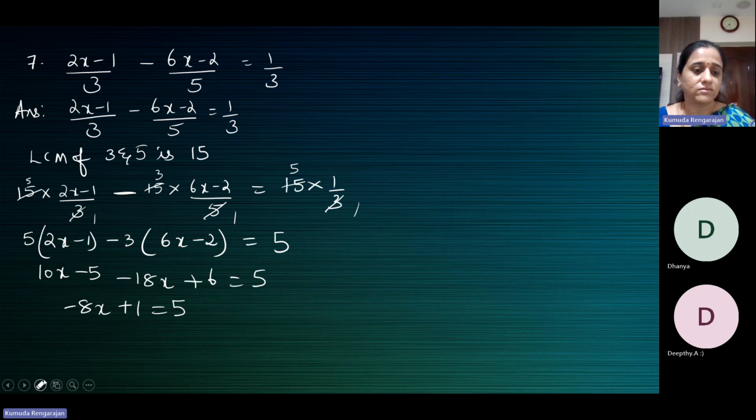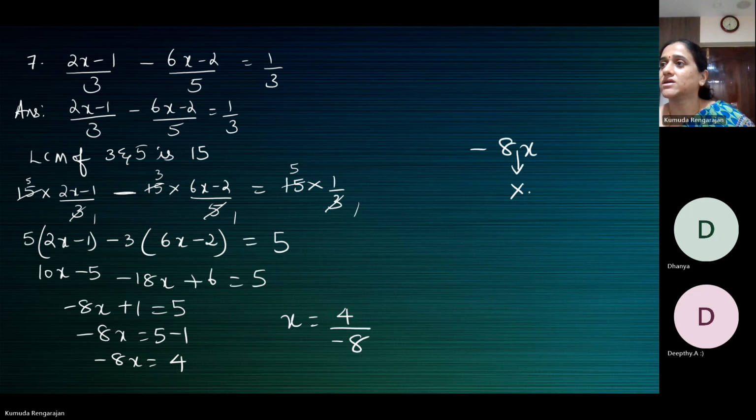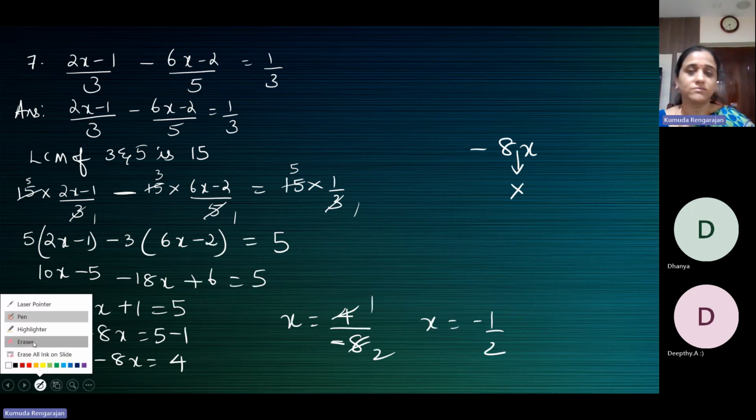So minus 8x minus 1, minus 8x is equal to 4. And so x is equal to 4 by minus 8. So here minus 8x it is. Now minus 8 and x, what's the sign connecting them? Multiplication. Multiplication. So it will go for division to the other side. It will come to the other side for division as minus 8 itself. Okay. So for 4s, 2s, so x is equal to minus 1 by 2. Correct?